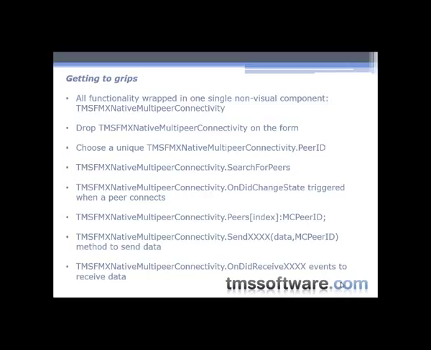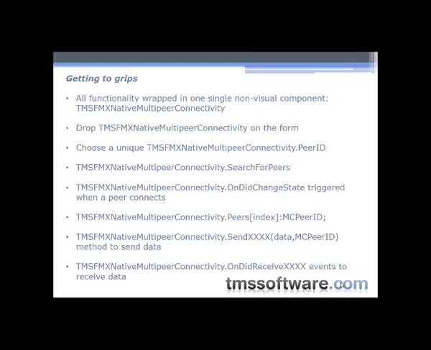So, we have built a non-visual component that allows you to add this functionality to your iOS applications in a very short amount of time with easy-to-use functions. This component is called TMS FMX Native Multi-Peer Connectivity. To get started, drop this component on the form. It's recommended to create a unique ID for this component, because this ID will determine with what other applications you will be able to perform multi-peer communication, and this is done with the peer ID property of our component.